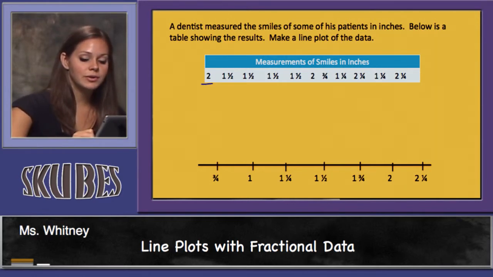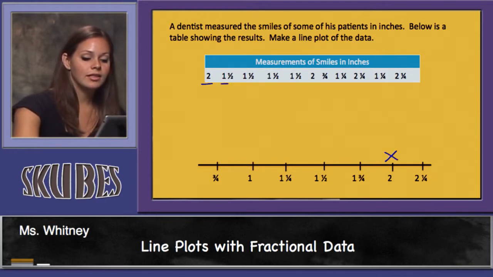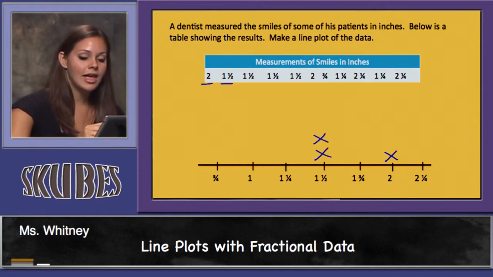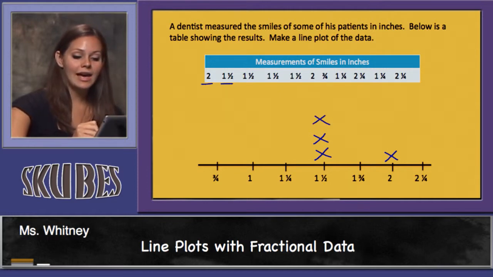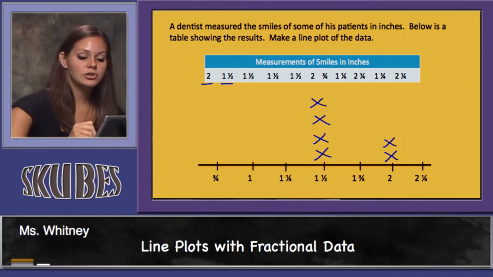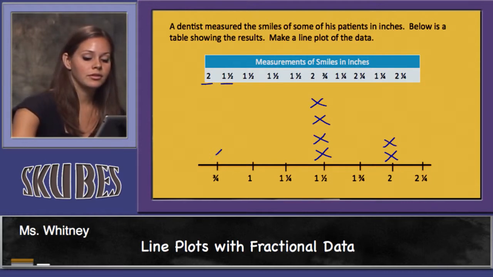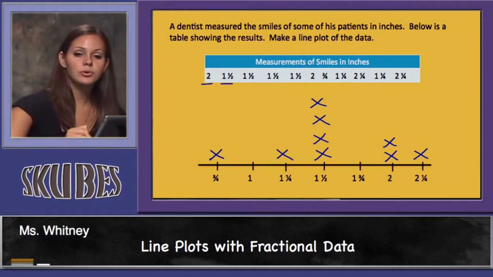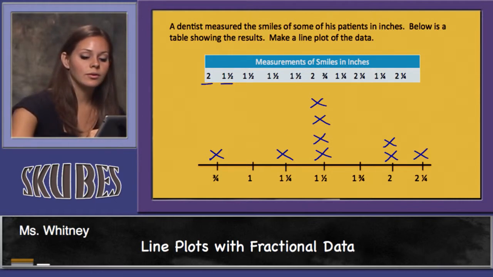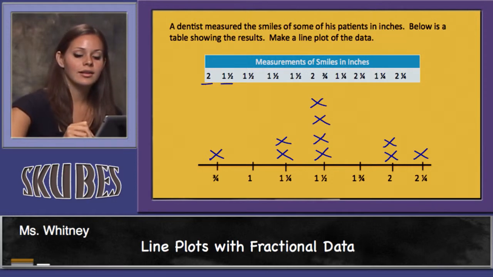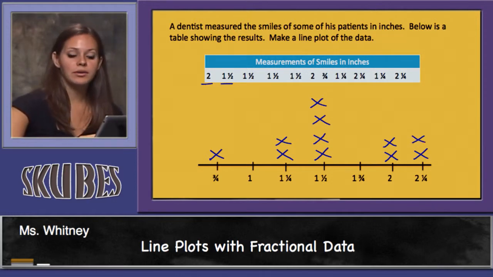We'll start with 2 inches, then 1.5. We'll continue with another 1.5, and again 1.5, 1.5, 2, 3/4, 1 1/4, 2 1/4, 1 1/4, and 2 1/4.